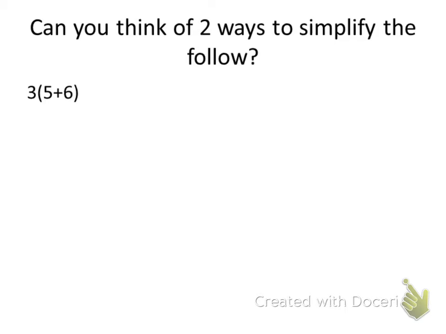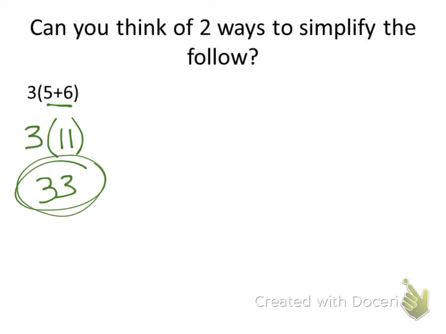Okay, so I'm going to actually show you 2 ways to simplify this. And then we're going to talk about what the distributive property is. So you don't need to write this down at all. I just want to show you something as kind of a neat trick. So order of operations wise, what would we do here? Parentheses. What is 5 plus 6? 11. So this would be 3 times 11, which is what? 33. Very good. Any questions on that one?